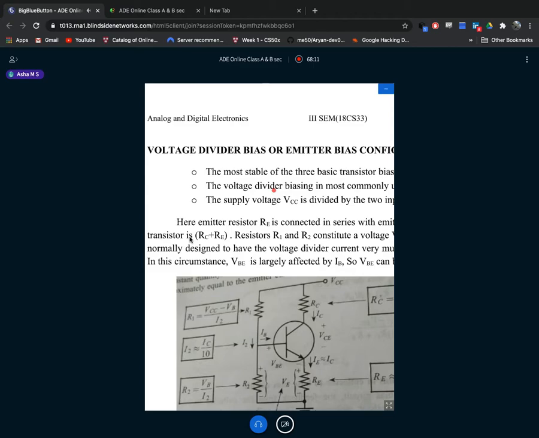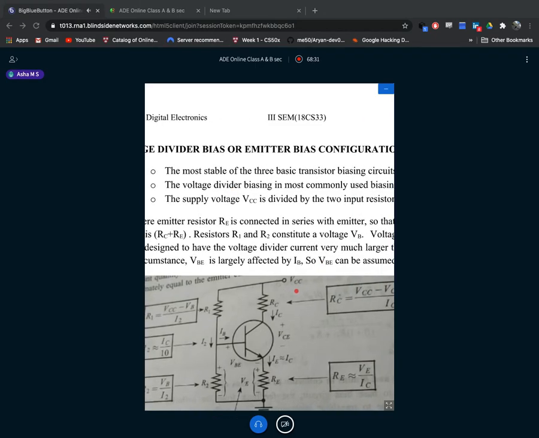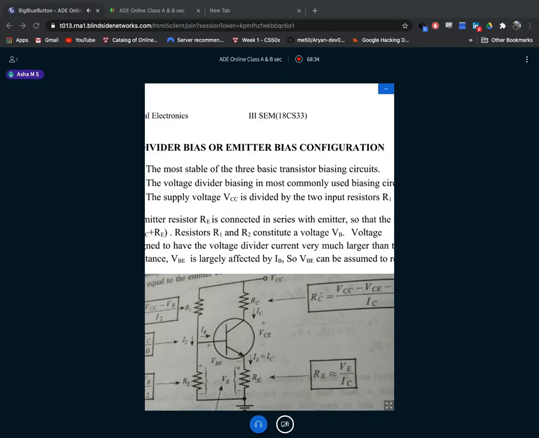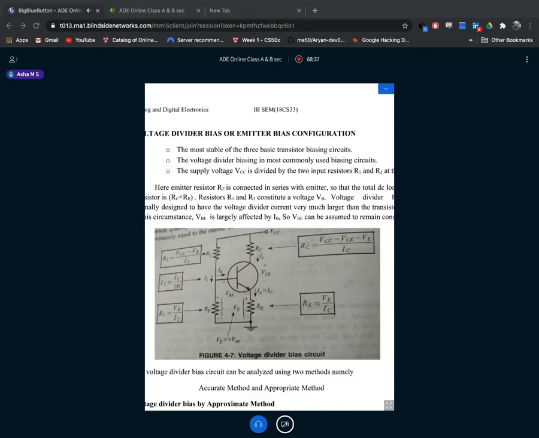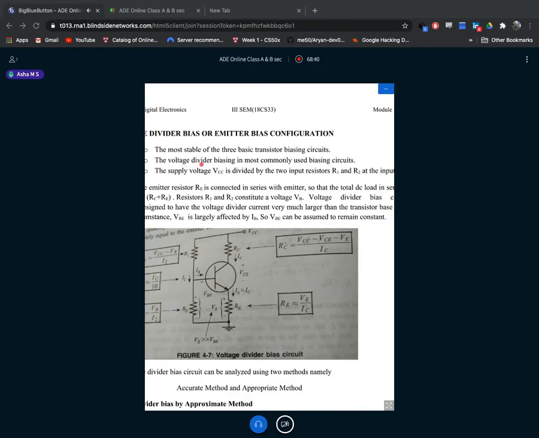Next, in this voltage divider bias, we are using a voltage divider to construct the circuit. This is the most stable out of these three circuits, and this is a commonly used biasing circuit. Starting from your PC, everywhere, whatever voltage stabilizers you are using, we use this voltage divider. It is widely used in electronic circuits. Here, why is it called voltage divider bias? It is because the supply voltage VCC is divided by the two input resistors at the input side.